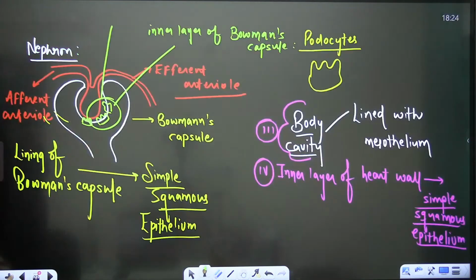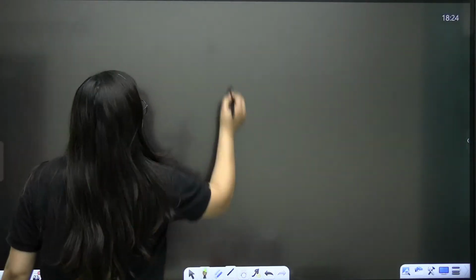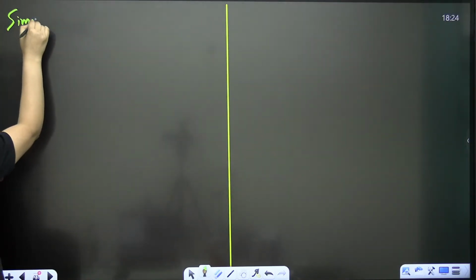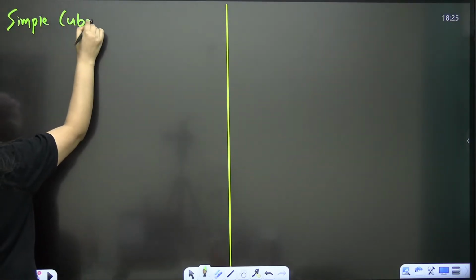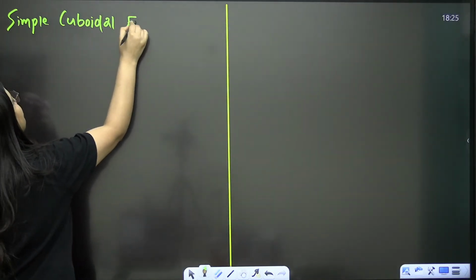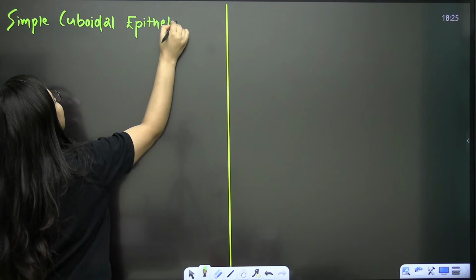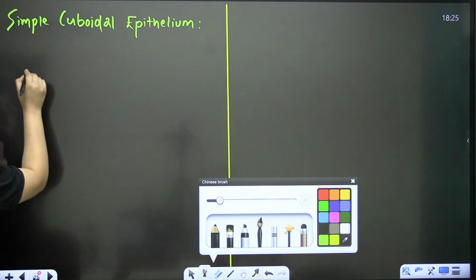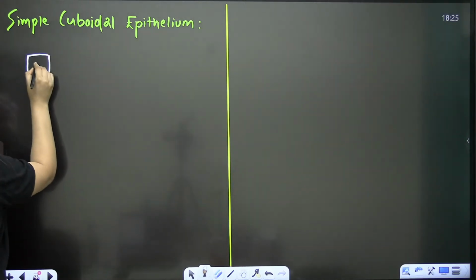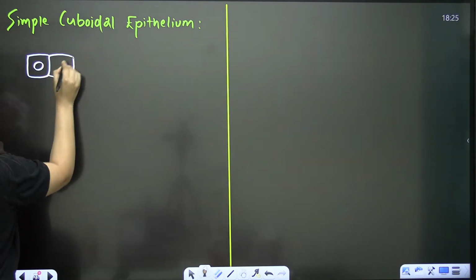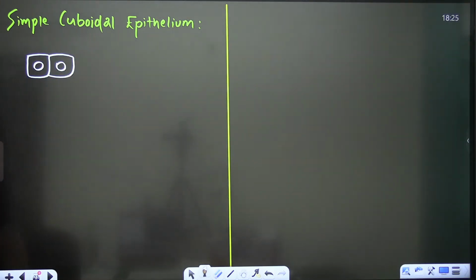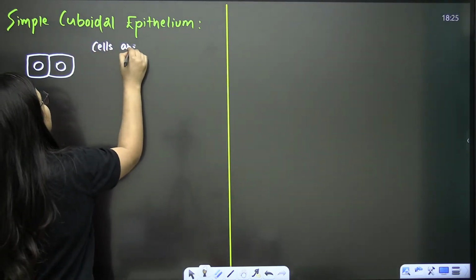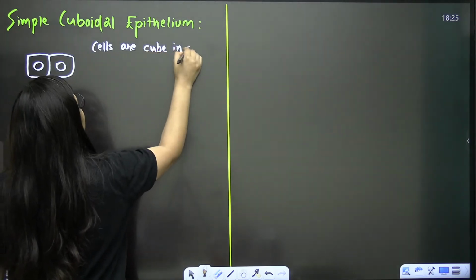So next is the simple cuboidal epithelium. As the name suggests, it is simple cuboidal epithelium. You will see cube-like cells. The cells are cube in shape. Please note down.